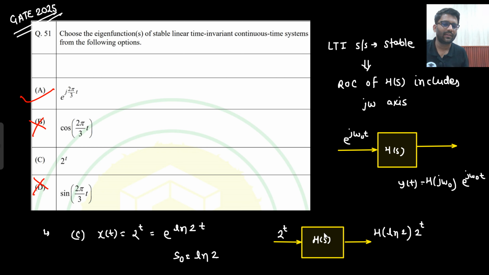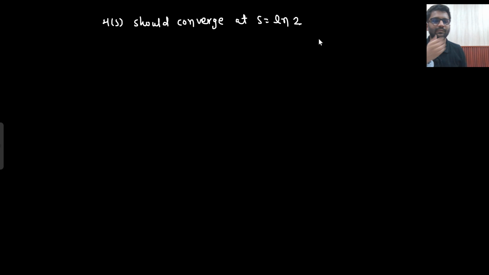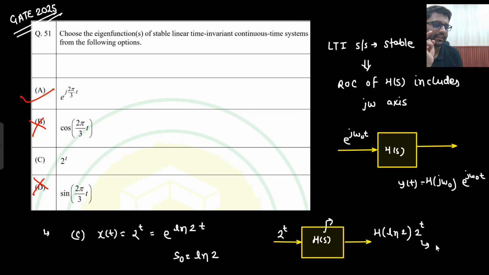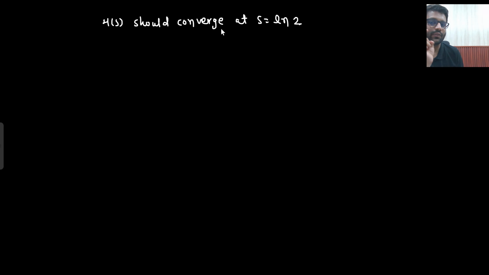But for H(s), what is the condition? H(s) should converge at s equals ln2. This is the condition, and it has to be true, then only you can say that this is an eigenfunction. When it is an eigenfunction, H(s) should be converging at s equals ln2.